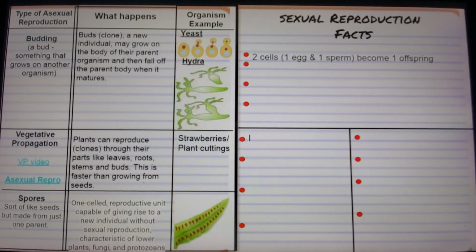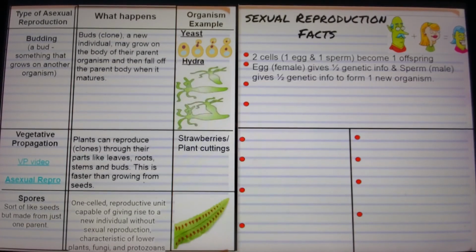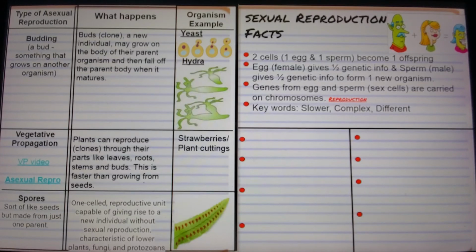One of the big points here is that in sexual reproduction, you have two cells, an egg and a sperm, to make an offspring. The female cell is called an egg, and half of the genetic information that goes into the organism comes from the female, and half comes from the male, which travels in the sperm. The genes from the egg and the sperm, which are called sex cells, are carried on what we call chromosomes, and we'll be talking about that next week.